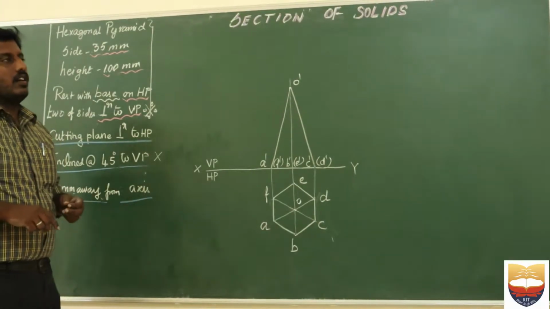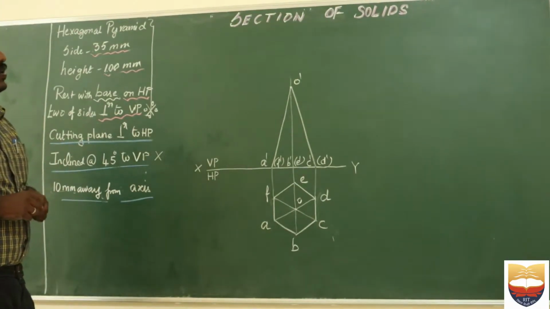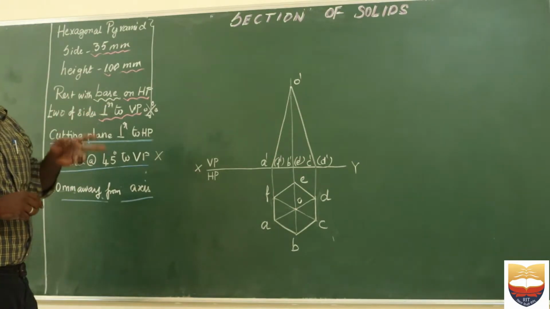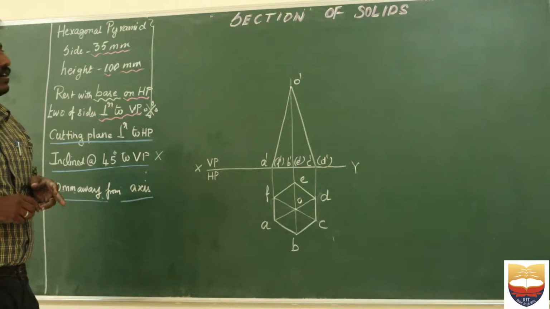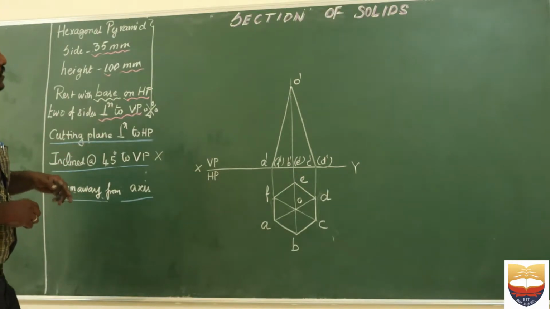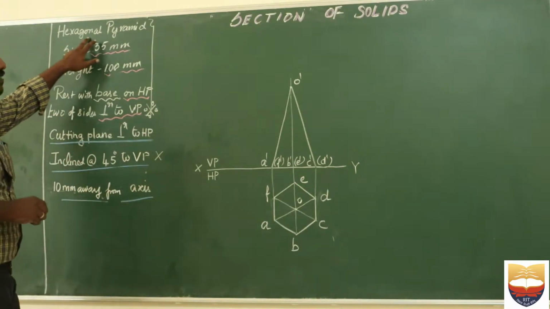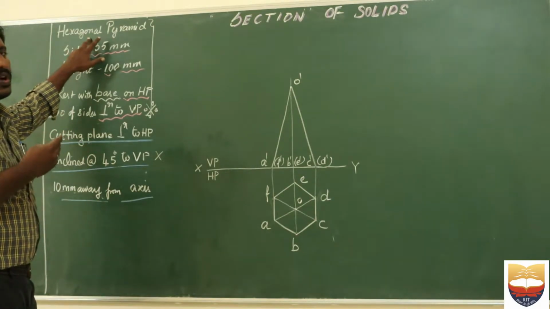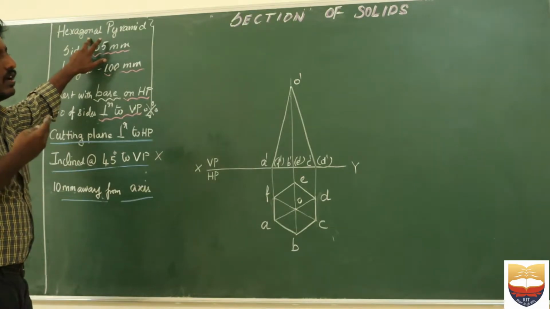Okay, welcome back. So today we are going to discuss the next problem in our section on solids. You can see the detailed problem in our description. The problem we are going to discuss today is a hexagonal pyramid which is being cut by a cutting plane, and then we have to draw the true shape of the particular solid.